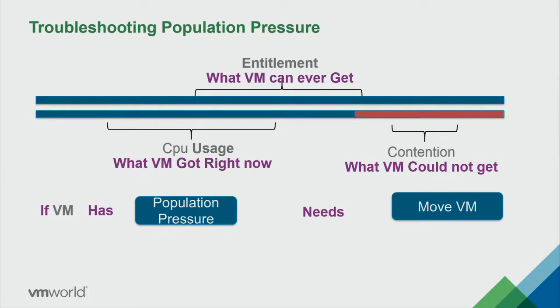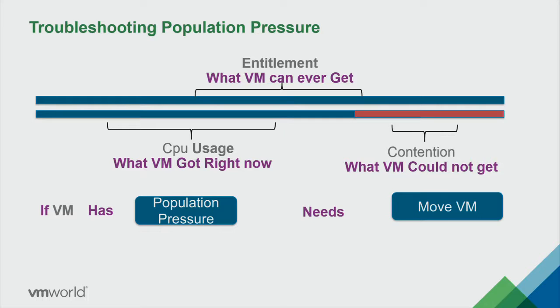All right. So this is population pressure, and I did cover this, but the one thing I want to reiterate is at the bottom. So you can see that when we visually diagnose a slide like this, we say that the big size is provisioned. It says entitlement, but it should say provisioned. The big size is provisioned. The blue underneath is usage. It's how much it got right now. Contention is how much it wanted but it couldn't get. And if the VM has population pressure needs, you need to move the VM.